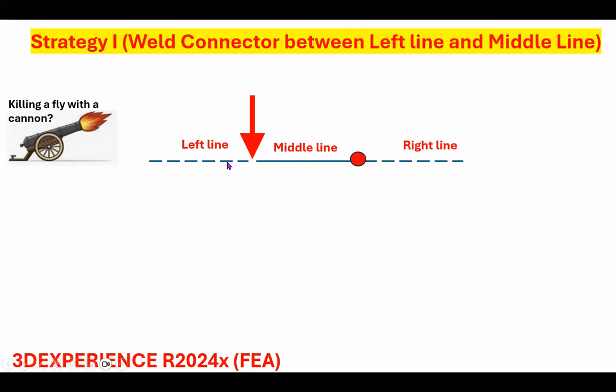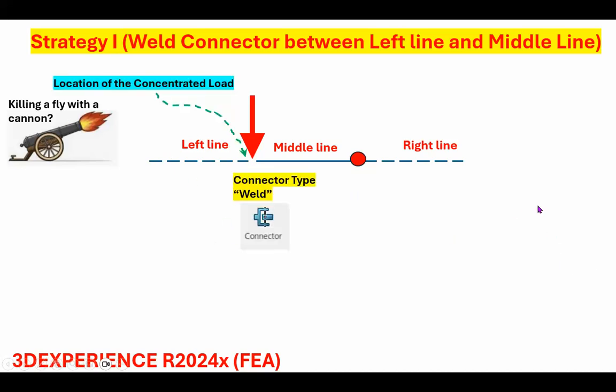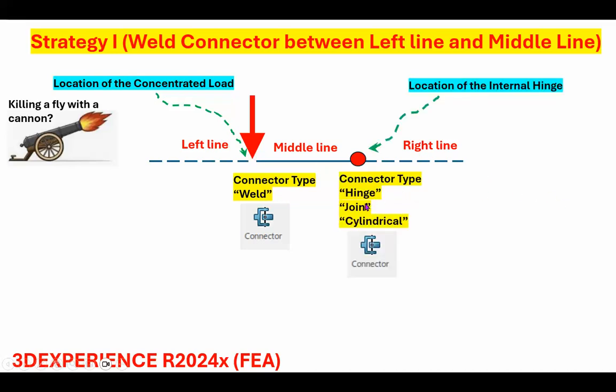This was done in tutorial 10 as a single line with the force in the middle of it, but here I'm going to do it in a more complicated way. This is going to be a weld type connector, and this one is going to be a hinge or a joint or a cylindrical. In tutorial 10, I showed you that whether I use hinge, joint, or cylindrical, I'll get the same answer, so I'm not going to repeat that. I will only use the hinge.